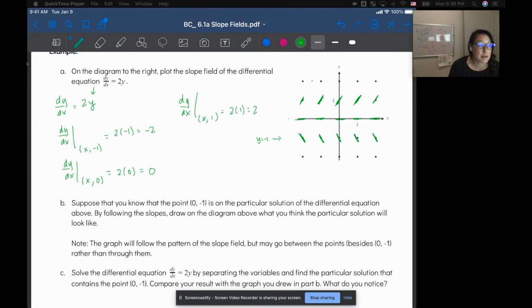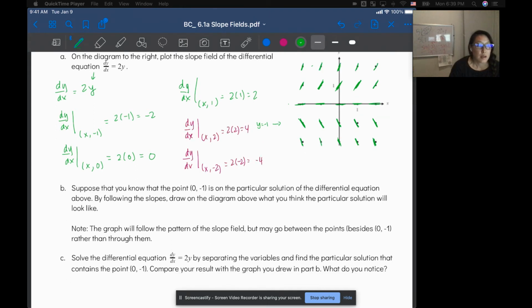Okay, I'm going to pause and draw on the rest of these. All right, so when y is equal to 2, the slope is 4, so it's very steep. And then when y is equal to -2, the slope is -4. So again, it's very steep in the negative direction.